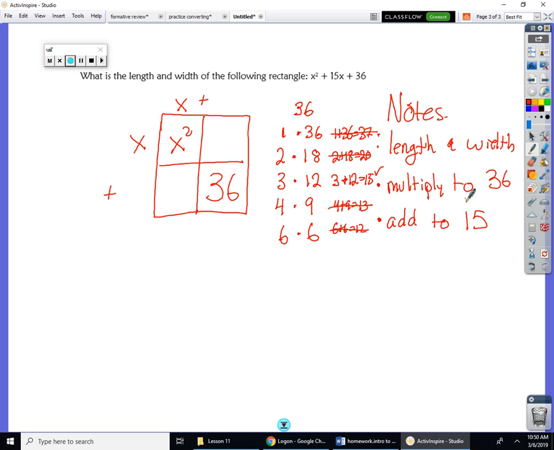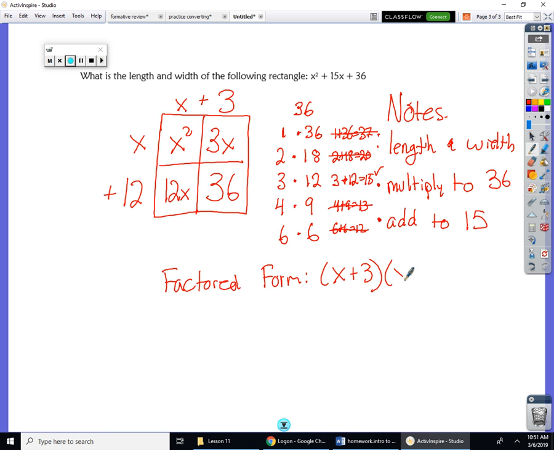So we found our numbers multiply up to 36, which is here. And if I say I have x plus 3 and x plus 12, I can fill in my box, and it's going to give me 3x and 12x. So that'll give me my 15x, and then to write our factored form, factored form, that's when we list it out in our length and our width. So it's going to be x plus 3 and x plus 12. So we're trying to break down that 15x into our length and our width. That'll give us numbers that multiply to give us 36.